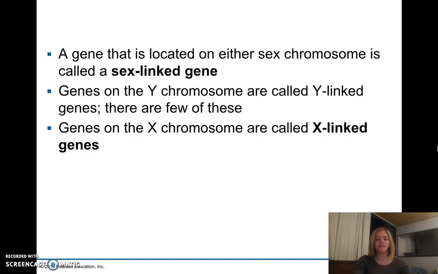A gene that is located on either sex chromosome is known as a sex-linked gene. And as you saw, the Y chromosome is quite small, so there are some genes located on the Y chromosome that are called Y-linked genes, and there are very few of those. But there are quite a few genes that are found on the X chromosome, and those are called X-linked genes, and we'll see a lot of those.